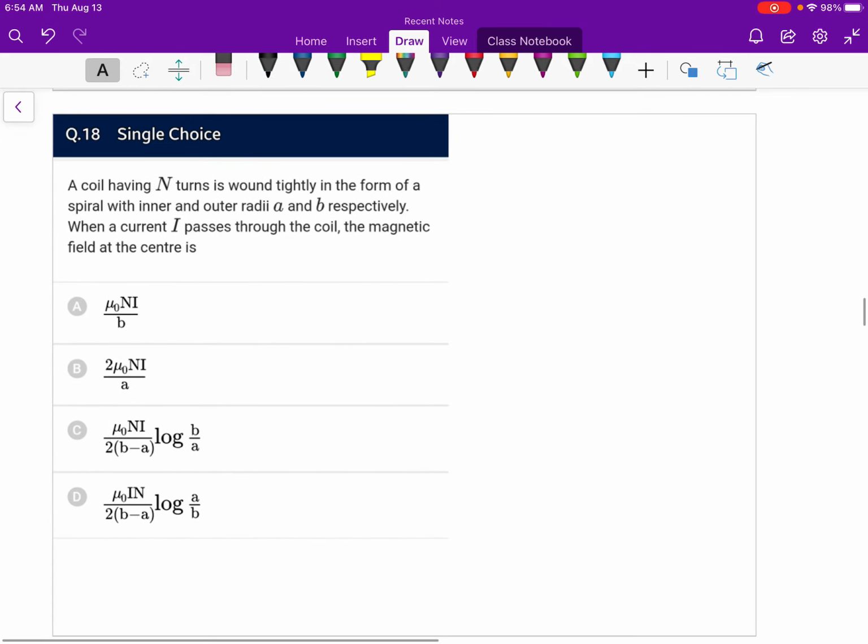A coil having n turns is wound tightly in the form of a spiral with inner radius A, outer radius B.